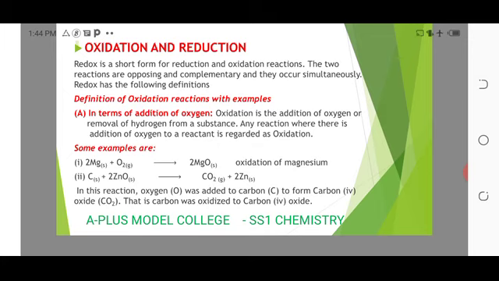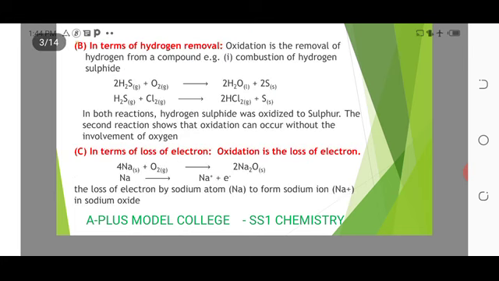Now, in this reaction, oxygen was added to carbon to form carbon dioxide, and also the carbon was oxidized to carbon dioxide. That's what we have in the second reaction. Now, let's define oxidation in terms of hydrogen removal. I said before that oxidation is defined as the addition of oxygen to a substance. So oxidation also can be defined as the removal of hydrogen from a compound. Whenever you remove hydrogen from a compound, that material must have oxidized.